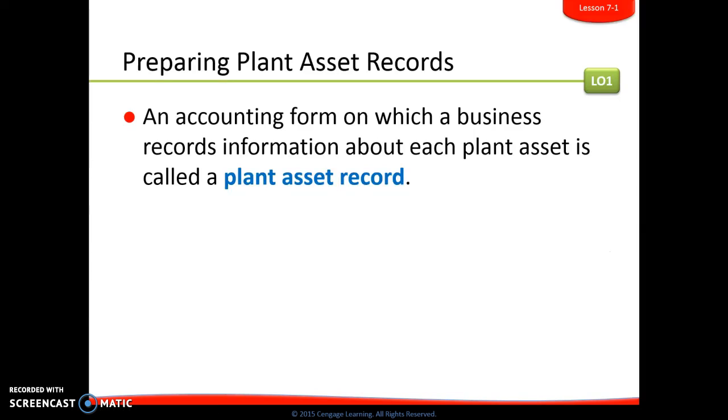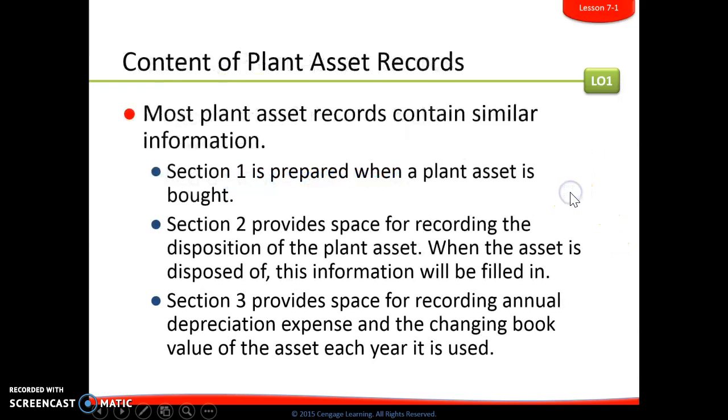An accounting form on which a business records information about each plant asset is called a plant asset record sheet. Most plant asset records contain similar information. It might look a little bit different, but we'll probably have this information. So here they show that we're going to have 3 different sections. Section 1 is going to be prepared when a plant asset is bought. Section 2 provides space for recording the disposition of the plant asset. So when the asset is disposed of, that's when we fill in that information. And then section 3 is going to provide space for recording annual depreciation expense and the changing book value of the asset each year it is used.